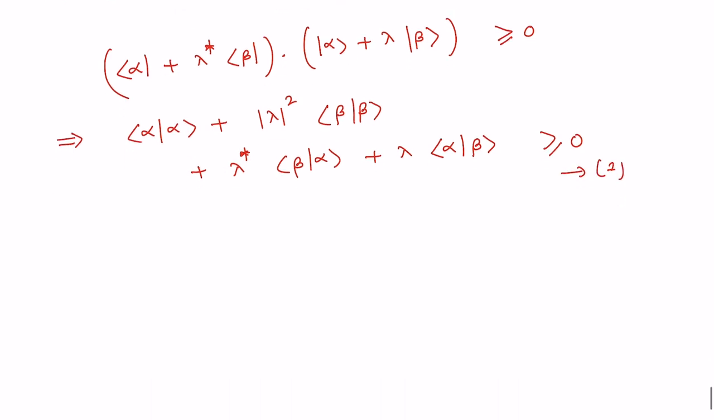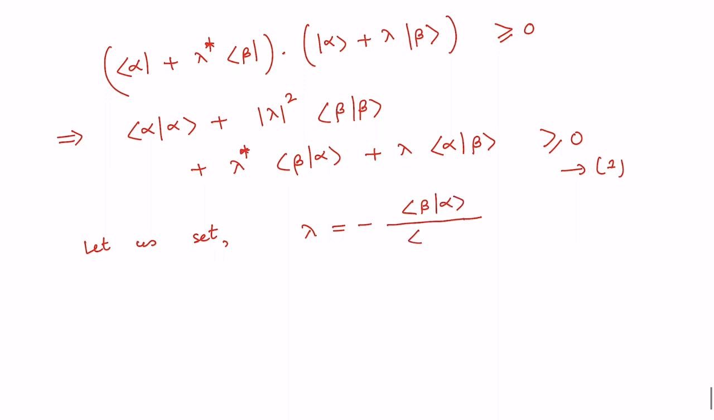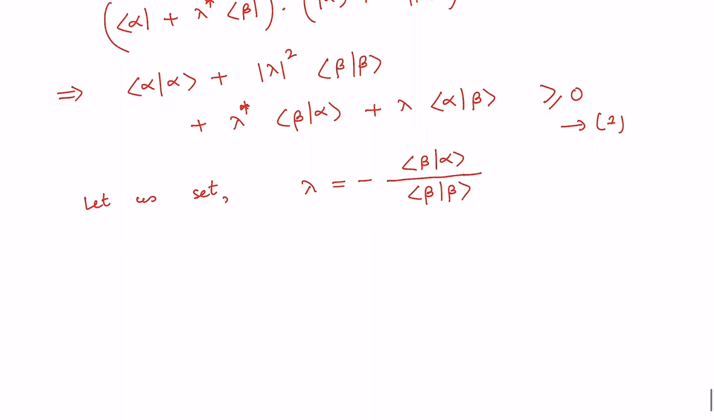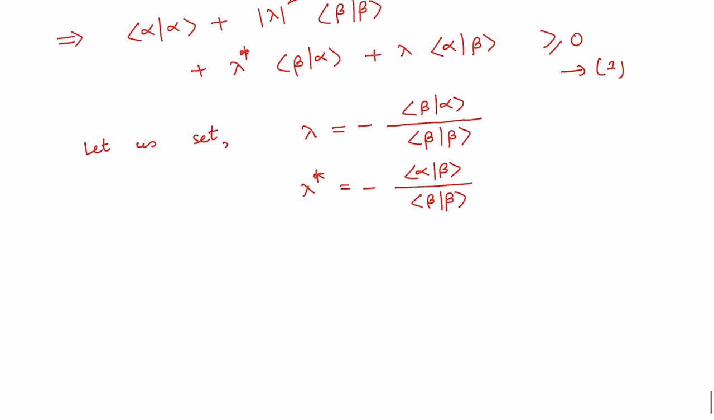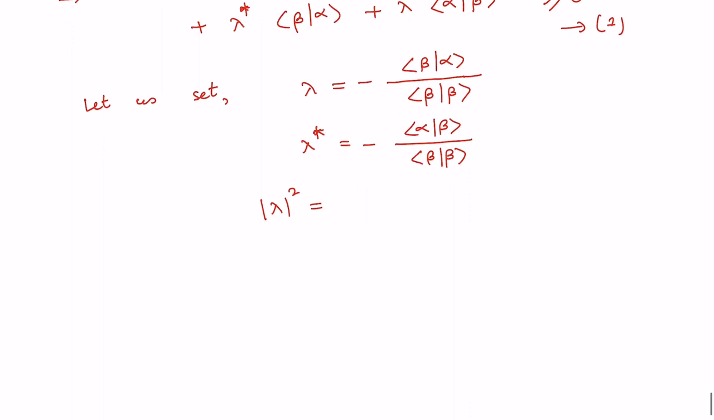Let us set now, because lambda is a complex number, let us say lambda is equal to, it is just a complex number I am taking, <beta|alpha> divided by <beta|beta>. And then you will have lambda star would be equal to minus <alpha|beta> over <beta|beta>. And mod lambda squared would be equal to mod of <alpha|beta> whole squared, divided by <beta|beta> whole squared. This is what you will get as mod lambda squared.